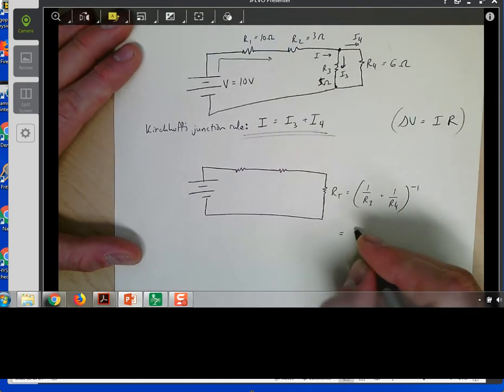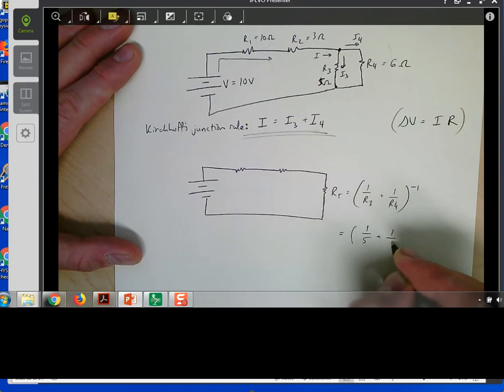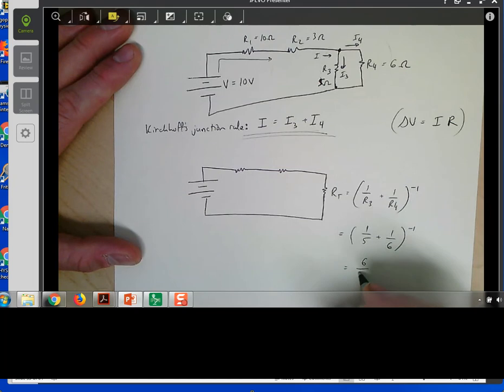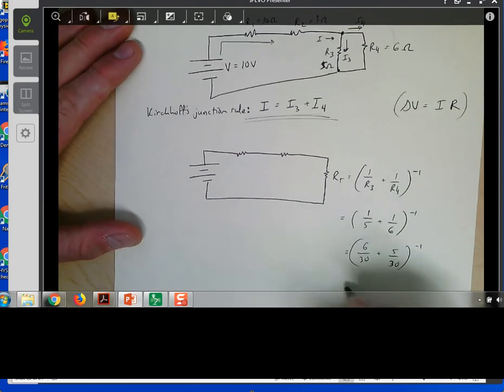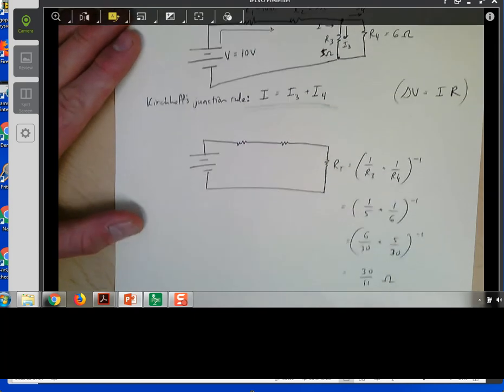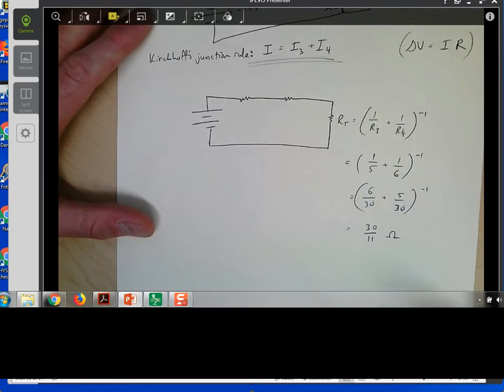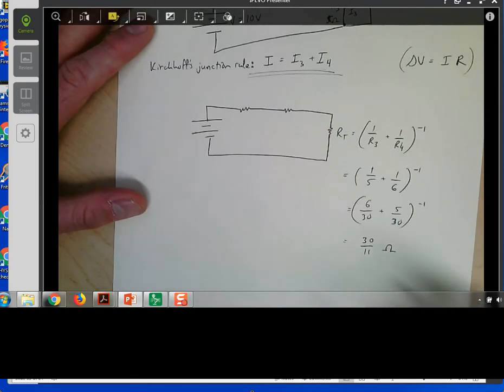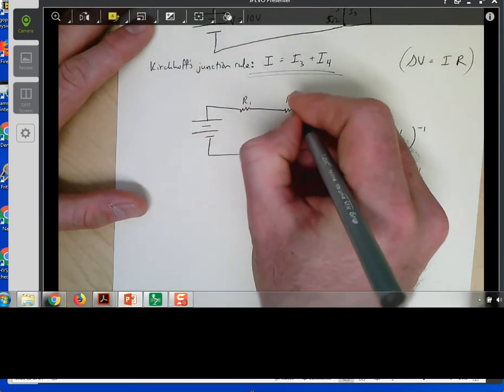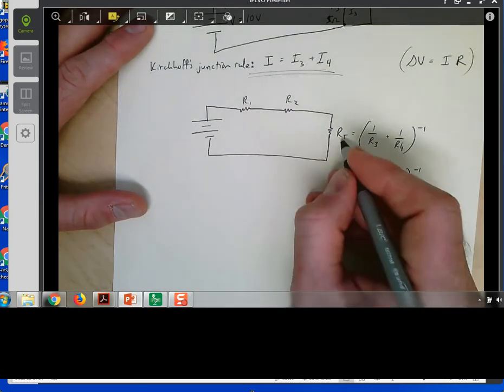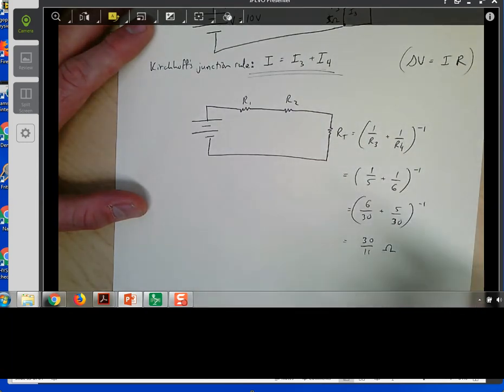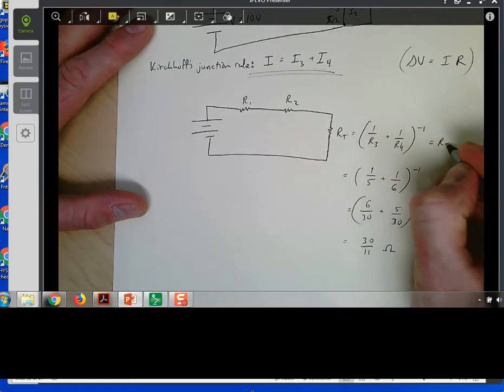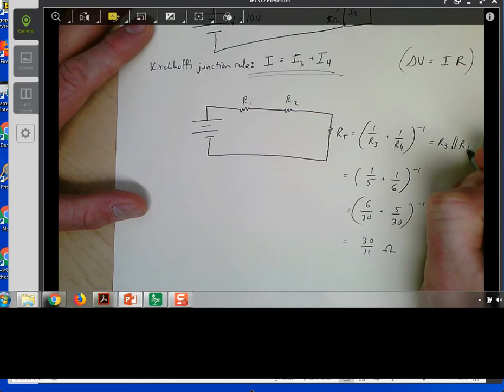When I do that, I get 1 over 5 plus 1 over 6, inverse. You've got to find a common denominator here. Looks to me like that's 6 over 30 plus 5 over 30, inverse. And finally I can say that's 11 over 30, flipped, is 30 over 11 ohms. So that's probably somewhere around 3, a little bit less than 3 ohms. So in other words, now I have R1, R2, and this so-called R total, but it's the total for just R3 and R4.